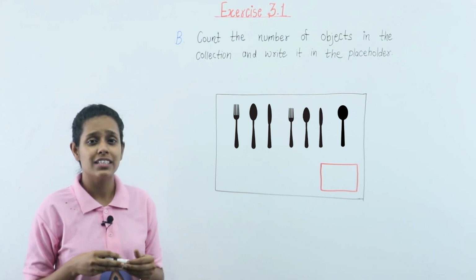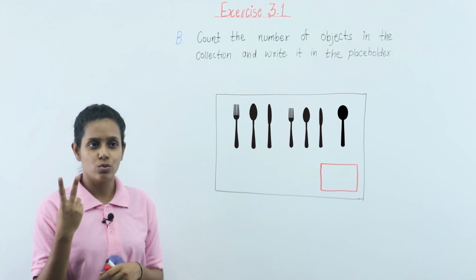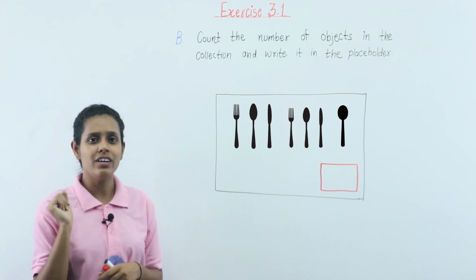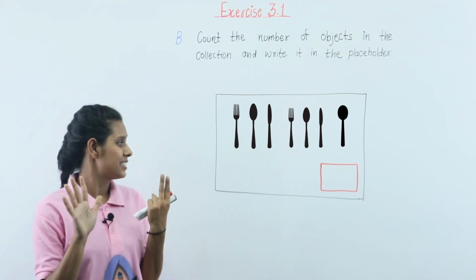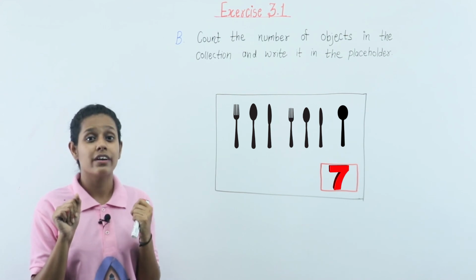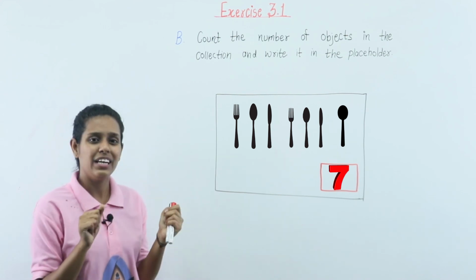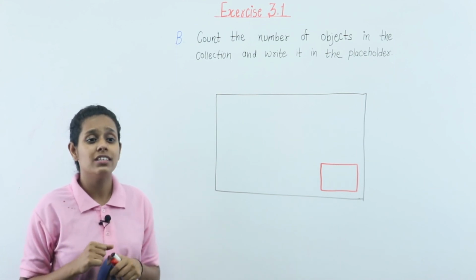How many spoons? Let's count. 1, 2, 3, 4, 5, 6 and 7. 7 spoons. Write 7 in placeholder. Now look at the next picture.